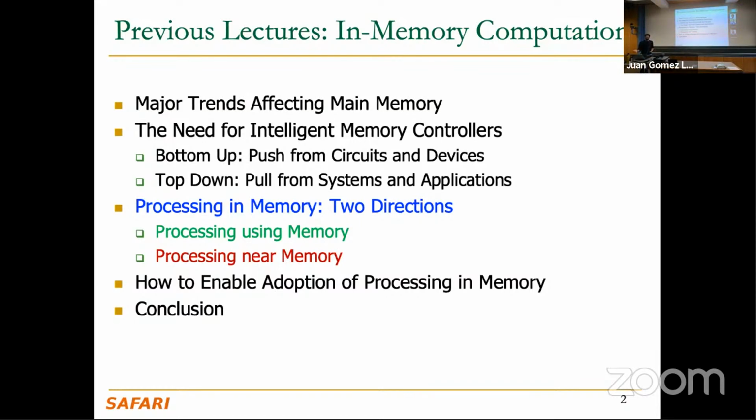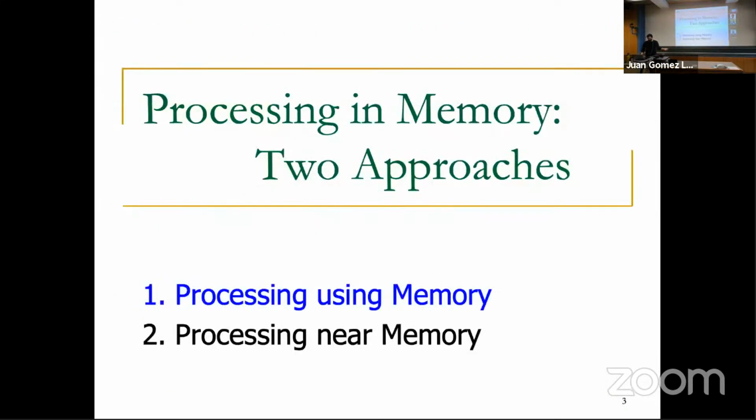As you will see today, we are going to talk about the UPMEM PIM architecture, which is a good example of processing near memory architecture. And we finished the past lecture talking about the different things that need to be developed in order to enable the adoption of processing in memory. Very, very quickly, let me recap on the papers that we presented in the lecture two lectures ago about processing using memory.